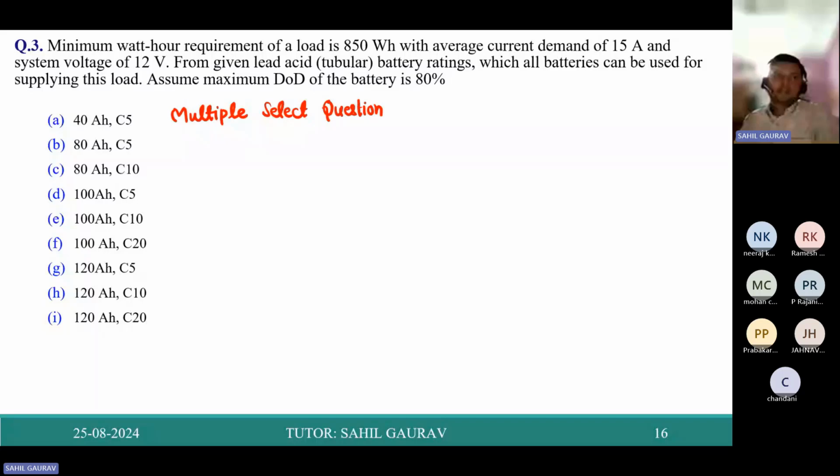So here the minimum watt hour requirement of a load is 850 watt hour with an average current demand of 15 ampere and a system voltage of 12 volt. From the given lead acid tubular battery ratings, which batteries can be used for supplying this load? Assume the maximum depth of discharge of the battery is 80%.